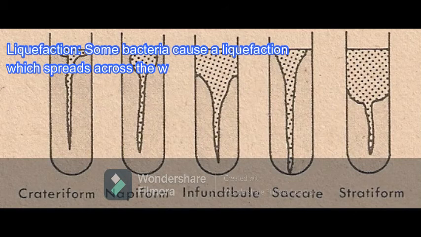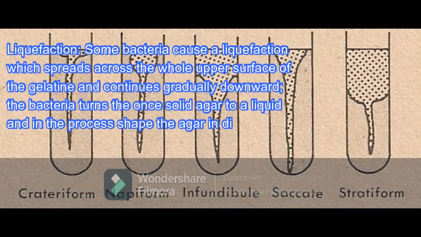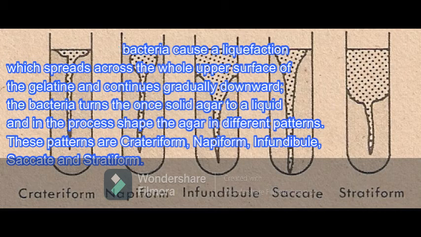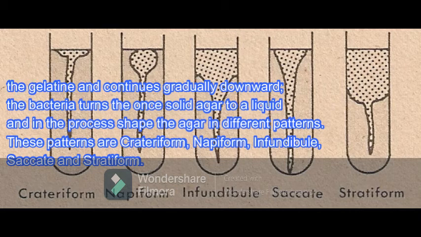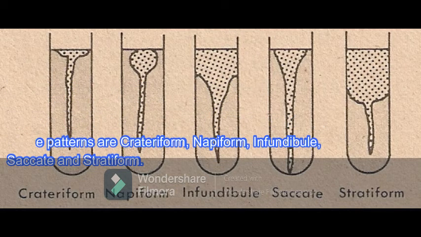The next characteristic we will look at is liquefaction. Some bacteria cause a liquefaction, which spreads across the whole upper surface of the gelatin and continues gradually downward. The bacteria turns the solid agar to a liquid, and in the process, shapes the agar in different patterns. These patterns are crateriform, napiform, infundibuliform, saccate, and stratiform.